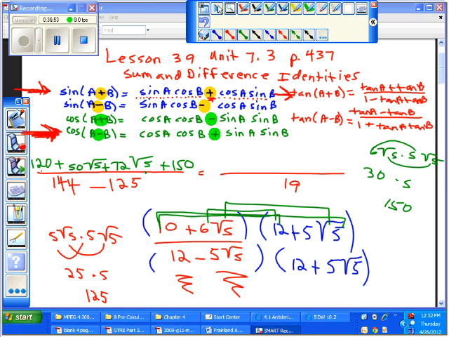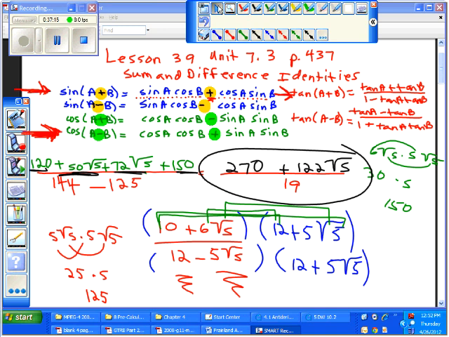And so now we can combine like terms. 120 plus 150 is 270. 50 square root 5 plus 72 square root 5 is 122 square root 5, which won't simplify any further. And so the answer is 270 plus 122 square root 5 over 19. Any questions on number 4?